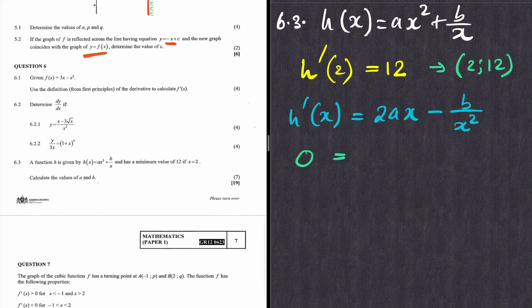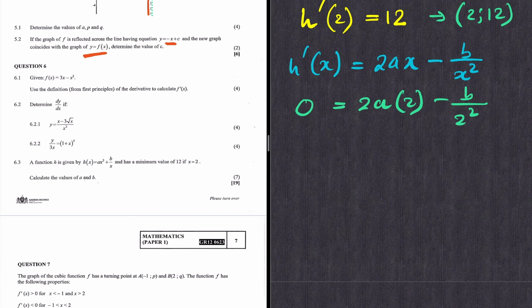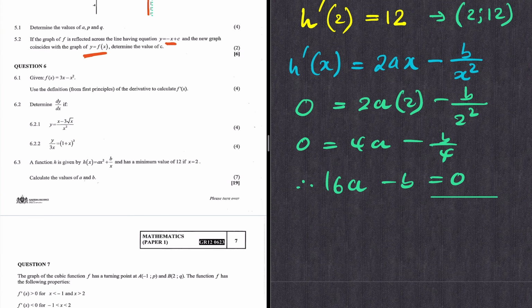When x is 2, that is going to be 2a into 2 minus b over 2 squared, equals 0. Let's check the maths. Multiplying throughout, that is 4a minus b over 4 equals 0. Let's multiply throughout by 4. So we get 16a minus b equals 0. That is the first equation. It's linear. We need to get the other one.